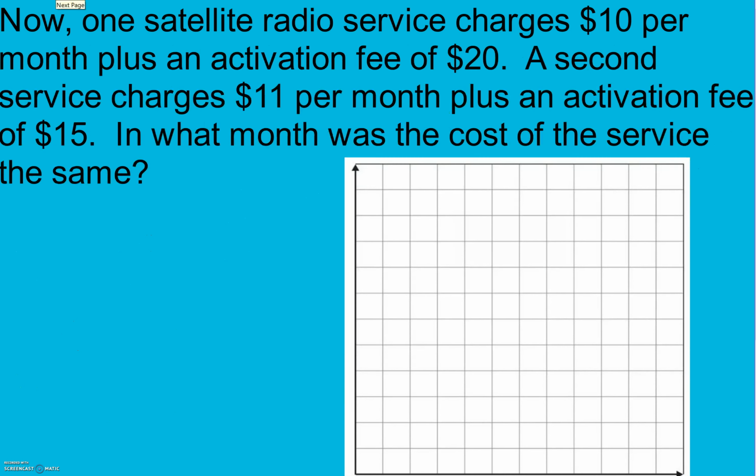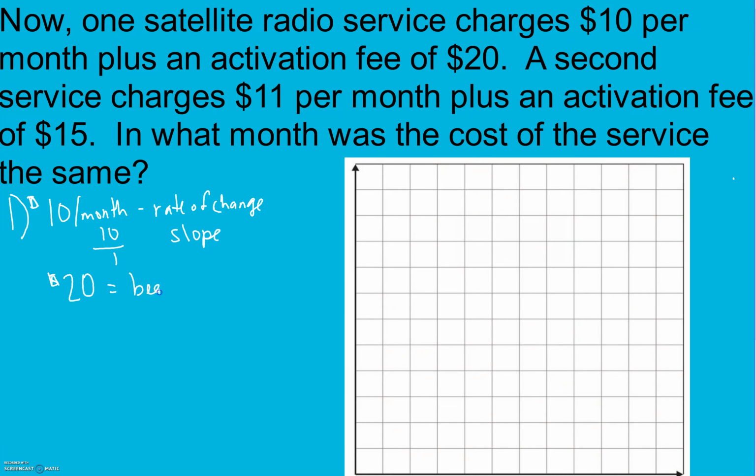Go ahead and pause and try this if you'd like. One satellite radio station charges $10 per month plus an activation fee of $20. So the first one charges $10 per month. Since it's per month, per something, that's our rate of change. And remember, we call that our slope. So we're going to go up 10 over 1. And the $20 activation fee, that's where we begin, our B value, or our y-intercept.